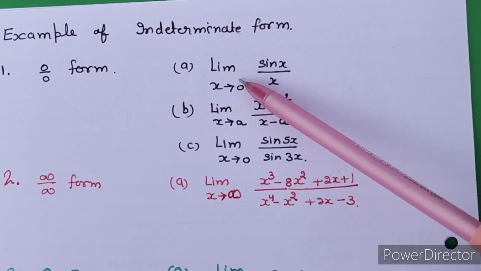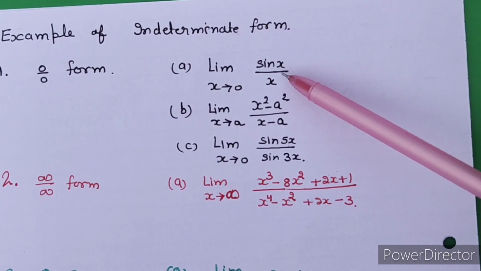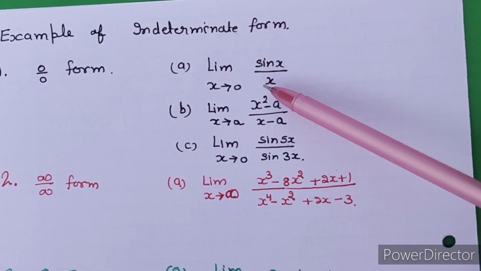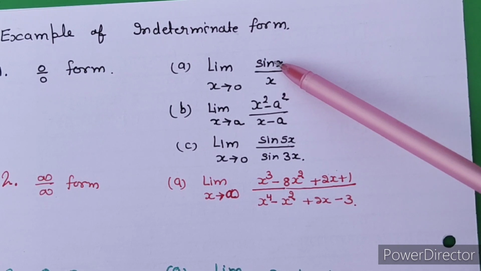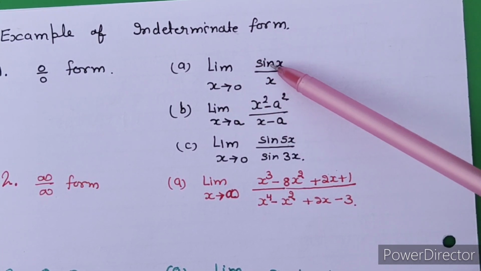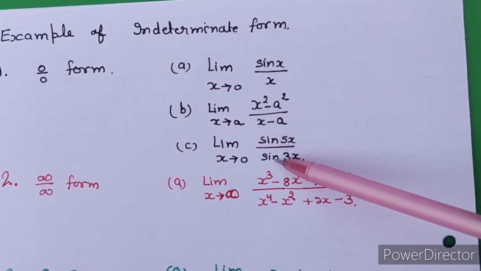You can also do this here. Suppose you want to calculate this limit and you don't know that the value is 1. In that case you will just write the derivative of sin x and the derivative of x. This becomes cos x, and cos 0 is 1, so the answer of this limit is 1. Similarly you can calculate these 2 expressions also.